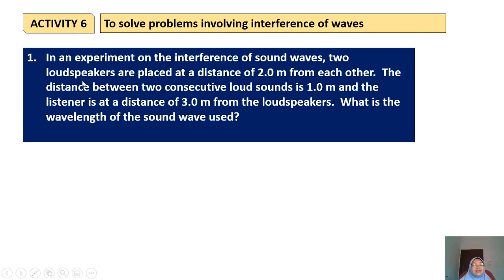Okay, now two loudspeakers are placed at a distance of 2 meters from each other. So this is A. The distance between two consecutive loud sounds is 1 meter. This is X, right? And the listener's distance from the loudspeakers is 3 meters. This is D. So use the formula lambda = aX over D. These are the same units, so we do not need to convert anything. So you get 0.67 meter.